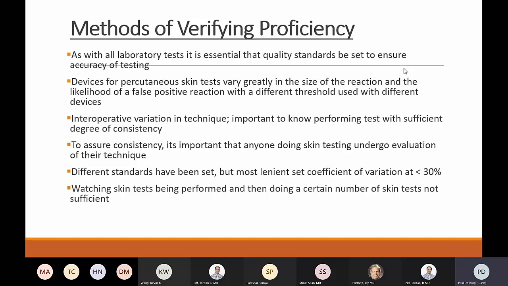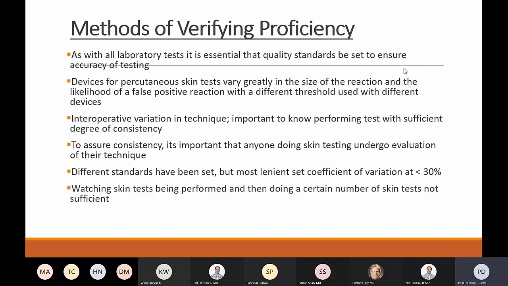To ensure consistency, it's important that anyone doing skin testing undergo evaluation of their technique. And it used to be, a number of years ago when I was at Children's Mercy, we did proficiency skin testing not only with the fellows, but we had the nurses do it, usually once a year or every couple of years. We would have all the nurses do skin testing on each other to verify the proficiency. And that's very important. And a lot of private practices will do that on some regular frequency to make sure their staff is proficient in doing skin testing.